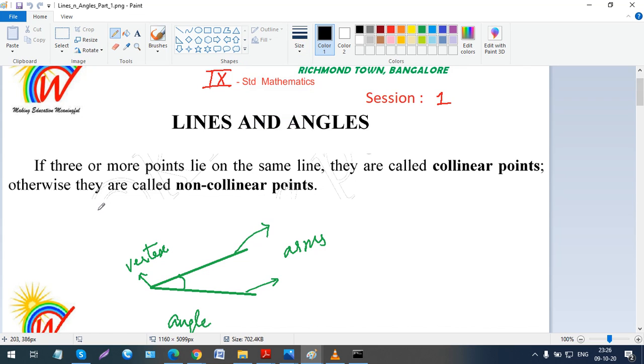Here you see, if three or more points lie on the same line, they are called collinear points. What do you mean by collinear points? That is, certain points which lie on the line. If I have a line and I mark points over here, these 3 points are collinear because they lie on the line. If I mark a point over here, this particular point is not collinear. If 3 or more points lie on the same line, they are called collinear points. Otherwise they are called non-collinear points.